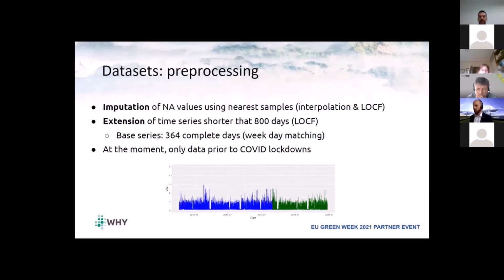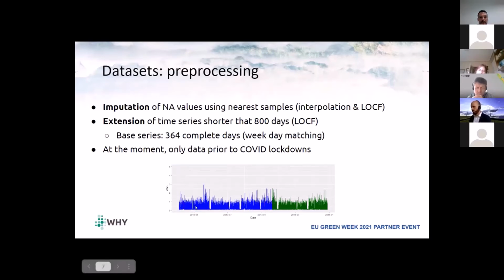In addition, all time series shorter than 800 days, that is around 2 years and 2 months, have been extended to have this length. This is so because there are some features that require this minimum length to be computed. This extension is also performed using the last observation carried forward method, but in this case, using the last year. In particular, 364 days are considered, since this value is a multiple of 7, and therefore the replicated samples will match the day of the week.